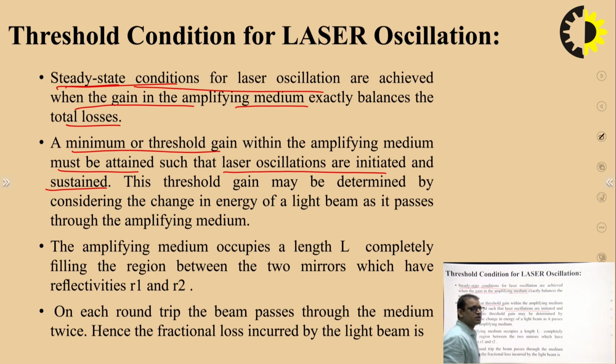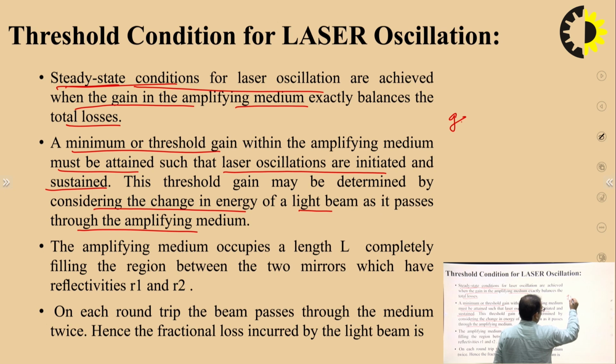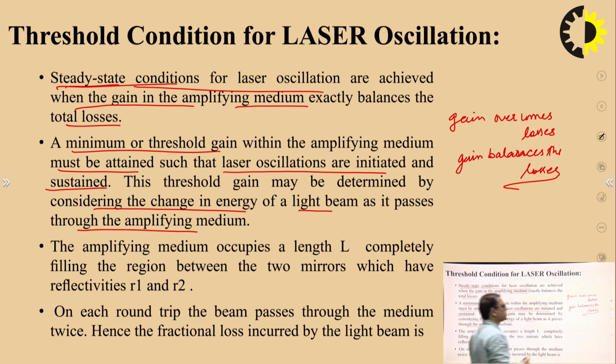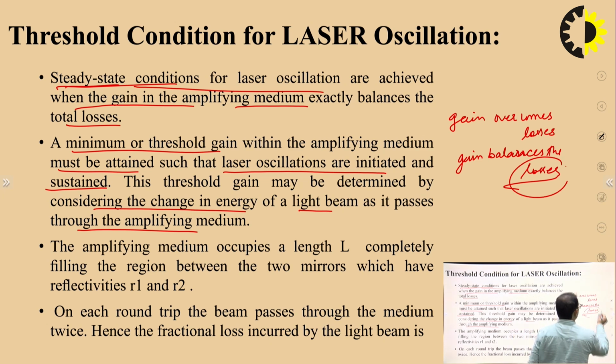This threshold condition is determined by the change in the energy of a light beam as it passes through the amplifying medium. Now see, when the gain overcomes the losses, or when the gain balances the losses, what are the losses included in the loss of energy by the photons?